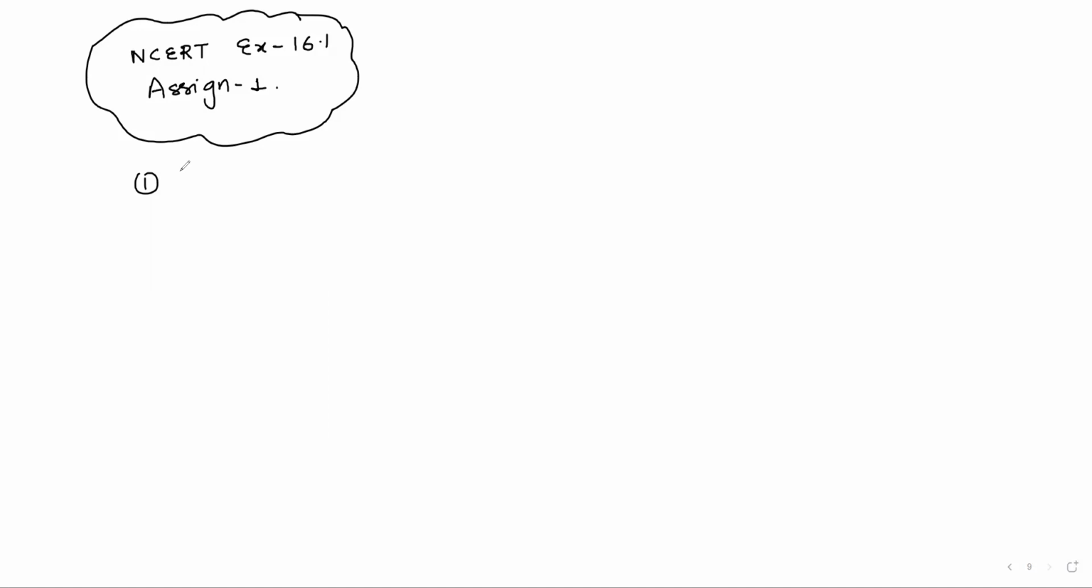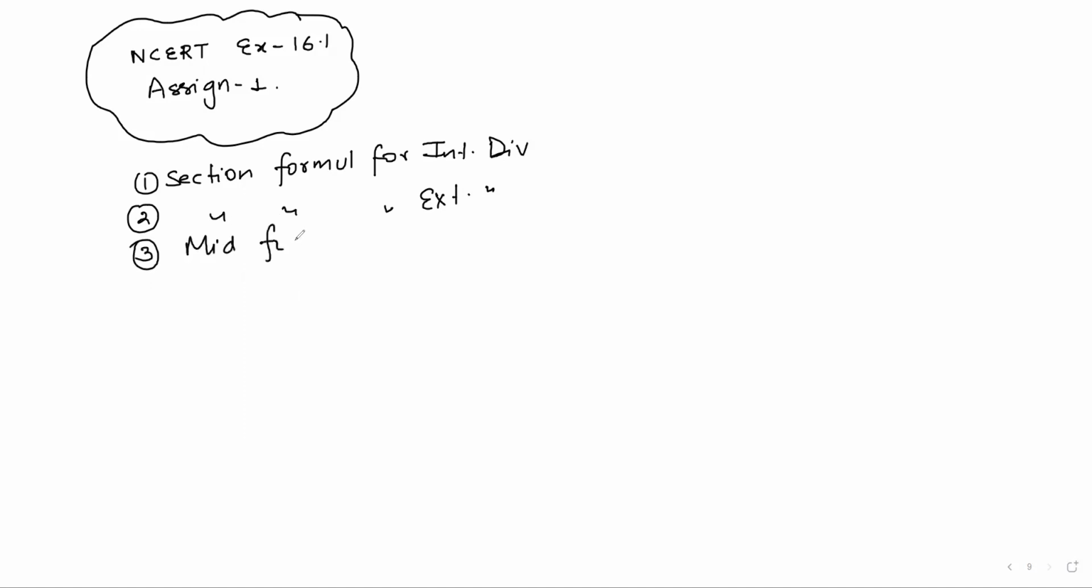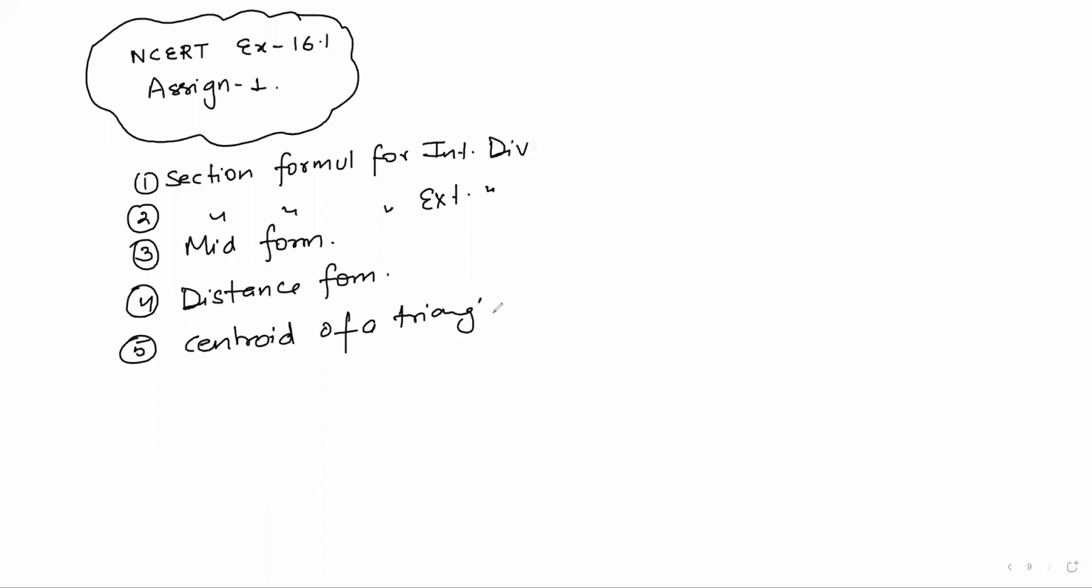So the questions are: section formula for internal division. Second is section formula for external division. Third is the midpoint formula. Fourth is the distance formula, and fifth is the centroid. Distance formula and centroid of a triangle. Okay, please tell me the answers of these.